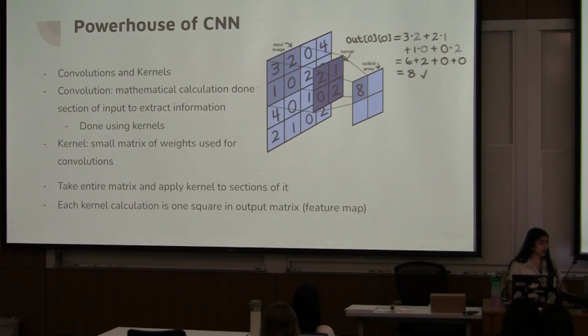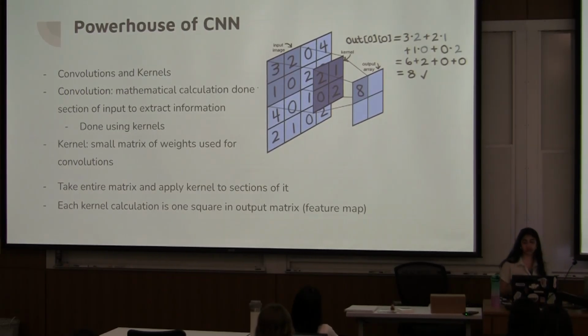So let's get into the powerhouse of a CNN. The powerhouse of the CNN are two things, convolutions and kernels. A convolution is a mathematical calculation that is done to a section of an image to extract information about the features in that image. In this context, recall that a feature is like some sort of attribute of interest, such as an ear, like we went through before, number of legs, a certain color, etc.